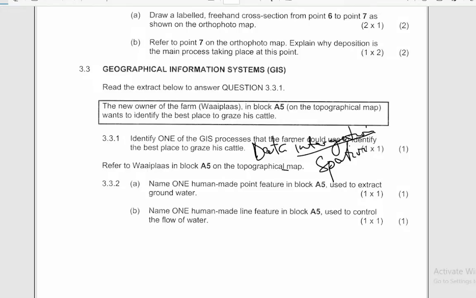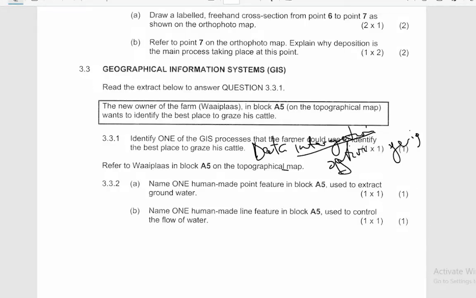Or we can talk of spatial analysis, analyze different spatial areas. Or we can talk of data layering. Can do data layering, compare different data sets and show how they relate to each other and see how he can find an effective grazing area for the cattle. So there are many processes that can be used there, but it will depend on what the farmer exactly wants to do.